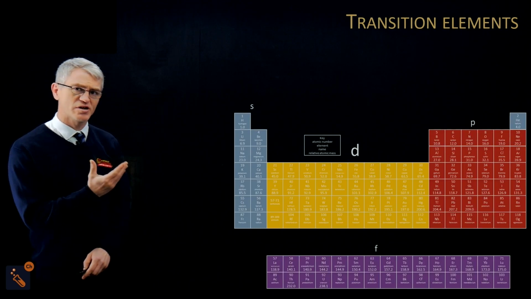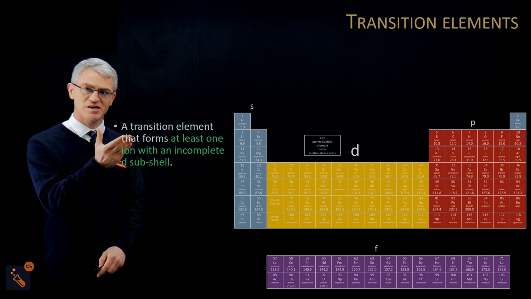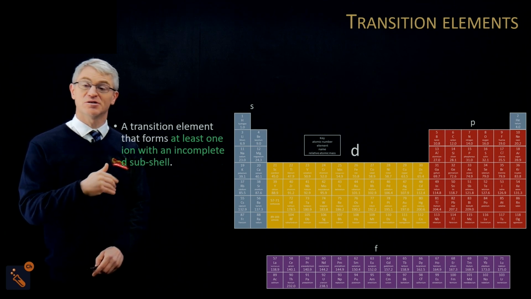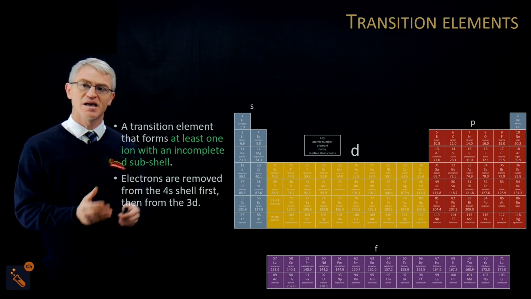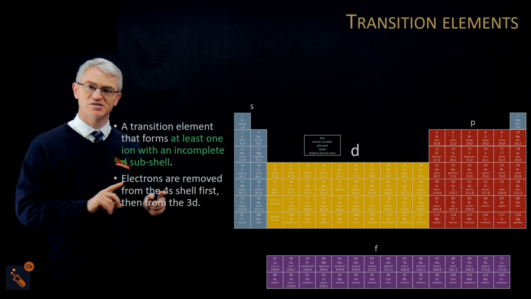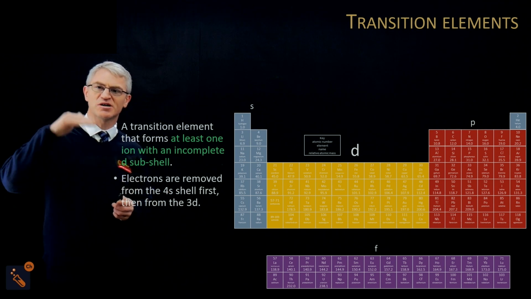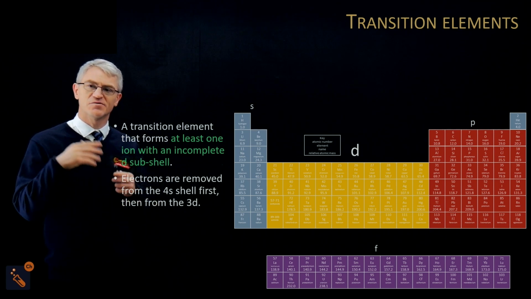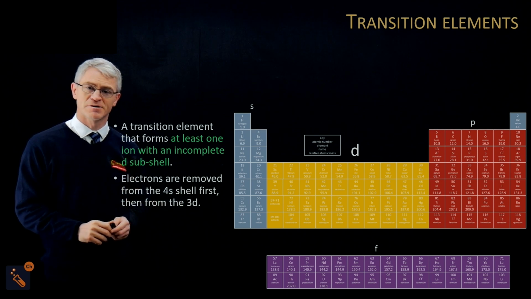Now, if we go on to transition elements and the definition of transition elements, well, a transition element forms at least 1 ion with an incomplete d subshell. So that has to have an incomplete d subshell, not full and not empty. That's really, really important. And the electrons are removed from the 4s shell first. That 4s shell, once you put electrons in it, becomes higher energy, becomes slightly further away from the nucleus, and therefore those electrons are easily removed from the 4s before the 3d.